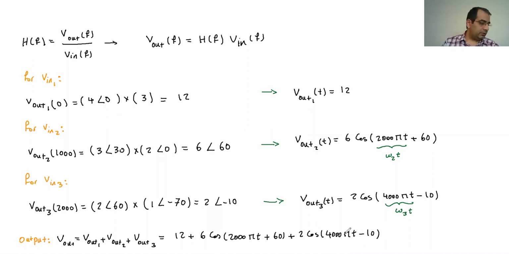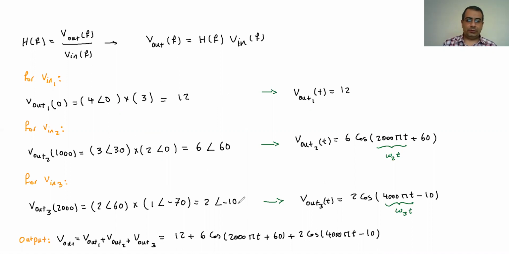One thing I want to remember here is that we cannot add them as phasors, in the frequency domain, because they have different frequencies. If they had the same frequency, we could also add them in phasor mode, but because they have different frequencies, we first have to convert them to the time domain, and then we add them together in the time domain.